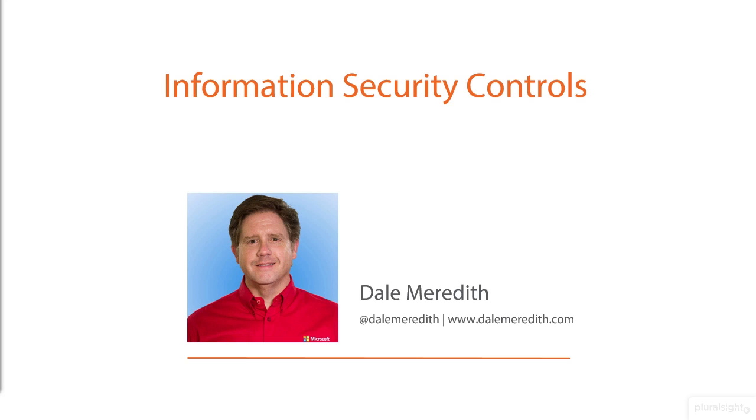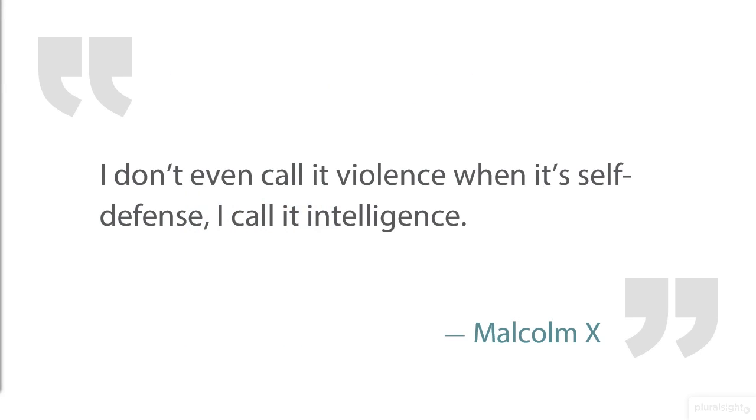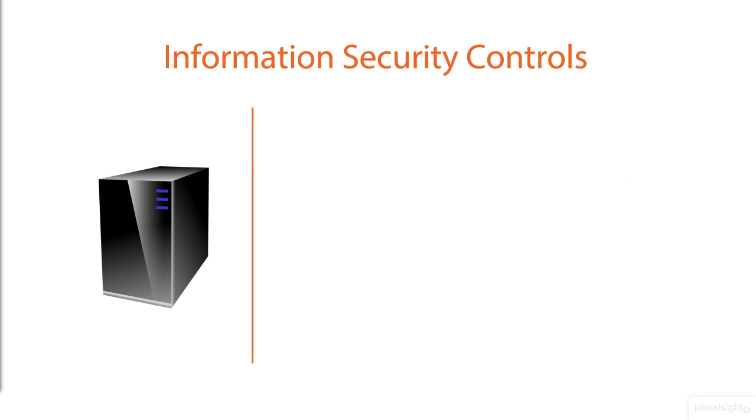Now, I love this statement. Malcolm X once said, "I don't even call it violence when it's self-defense. I call it intelligence." And that's the whole concept when we get into looking at information security controls. They are designed to help us protect our networks, or if we've contracted out, the network that we're evaluating.